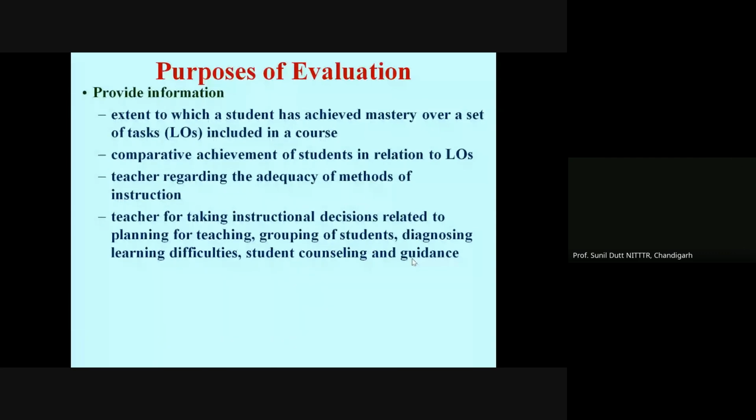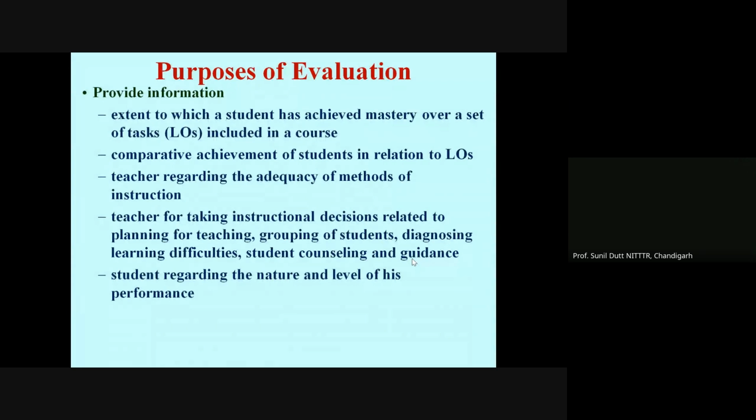That's the feedback he gets, whether he has to present the content again using a different method, how he can group students, how he can diagnose learning difficulties, and he can refer the students for counseling and guidance, etc.